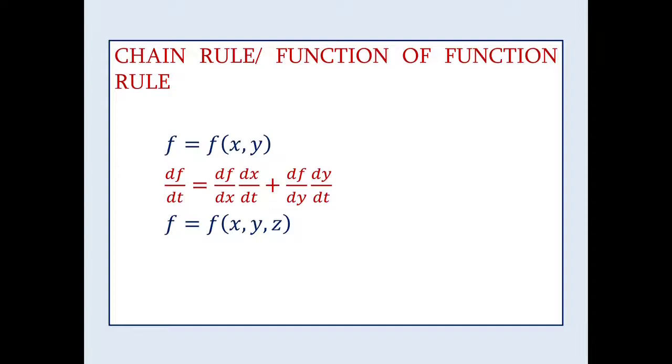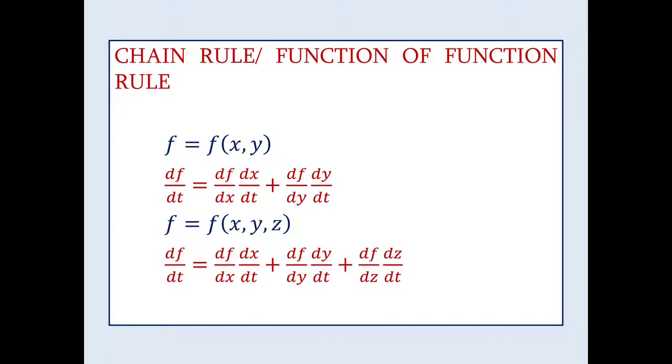For example, if the function involves three variables x, y and z, df by dt will be equal to df by dx into dx by dt plus df by dy into dy by dt plus df by dz into dz by dt. So this is the function of function rule, or chain rule, which will help us get the total time derivative of a function involving many variables.